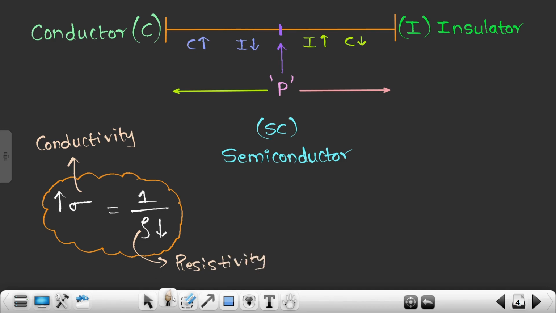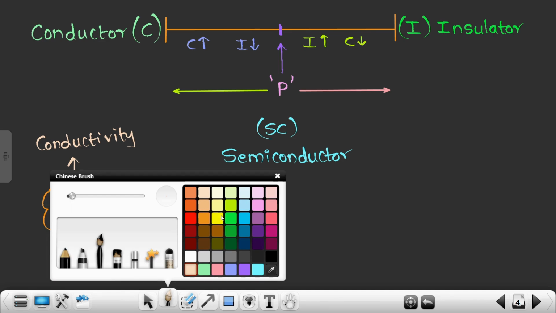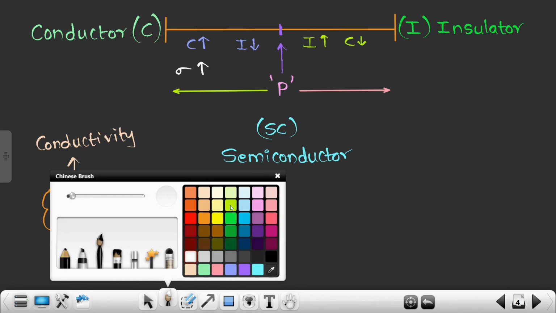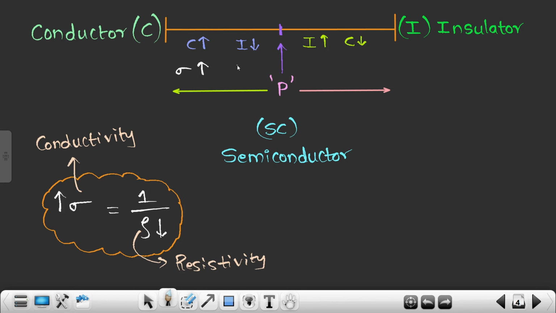Now if you look over here, if I'm trying to move my parameter to the left side, what I can say is that my conductivity is increasing, whereas my resistivity is decreasing, right? You can clearly see as I'm moving to the conductor side. That means if I want to operate this semiconductor as a conductor, I need to increase its conductivity and decrease its resistivity, right?